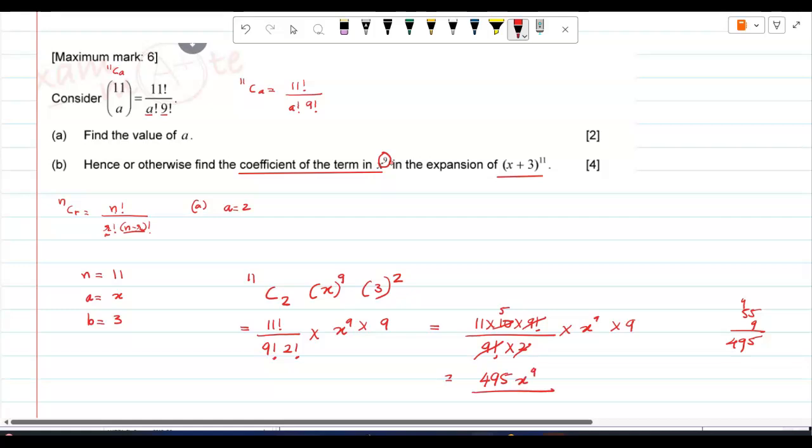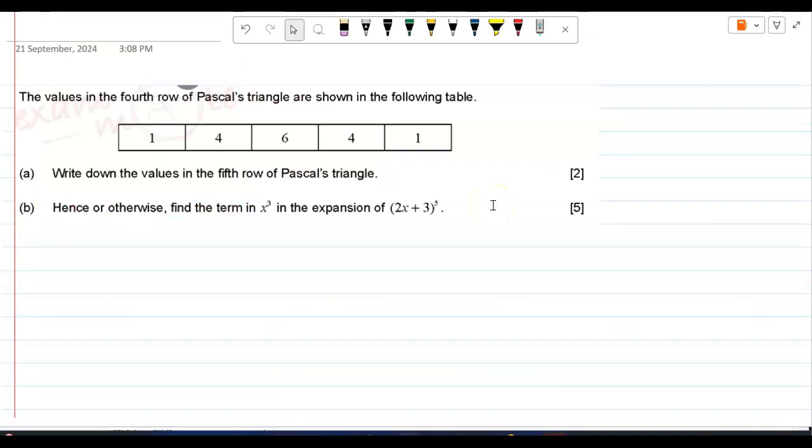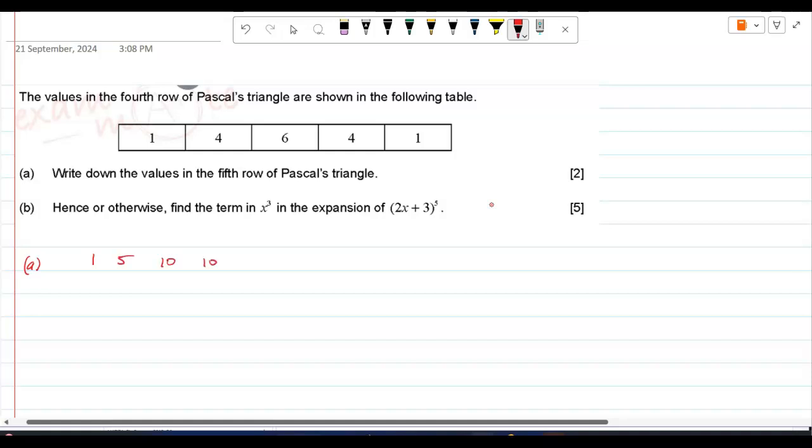I got it. We'll check your answer. So your first part is correct. Pascal's triangle gives 1, 5, 10, 10, 5, 1. Now your n is equal to 5, a is equal to 2x, b is equal to 3. Now I want x^3. This is your 5C0, this is 5C1, 5C2 is 10, 5C3 is 10, 5C4 is 5, 5C5 is back to 1. You can either use Pascal's triangle or that.